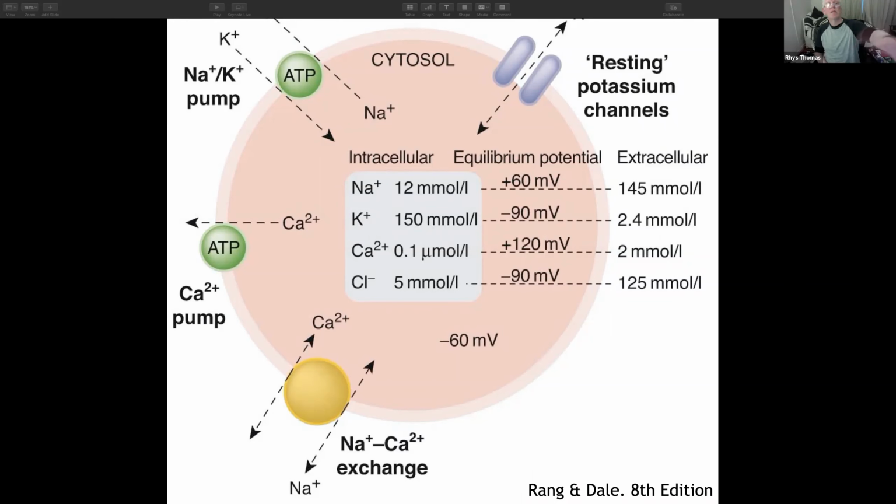So it's got the sodium potassium ATPase there, showing the sodium and potassium being pumped, and these resting potassium channels that provide that constant leak of potassium out of the cell. And then a couple of other exchanges and channels that fit in as well. And then it's got that equilibrium potential down the middle for the various ions that we're interested in.